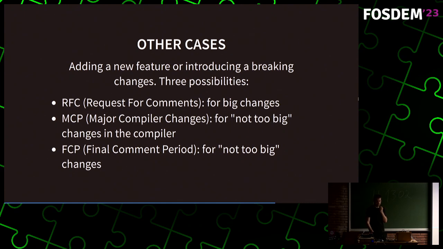And the last one is common to all teams. So the FCP, the final comment period. It's something that we want, and we just want to be sure that everyone is on board. So we ask for an FCP, and once more than half of the members of the team are OK with it, then we approve it, and here we go.